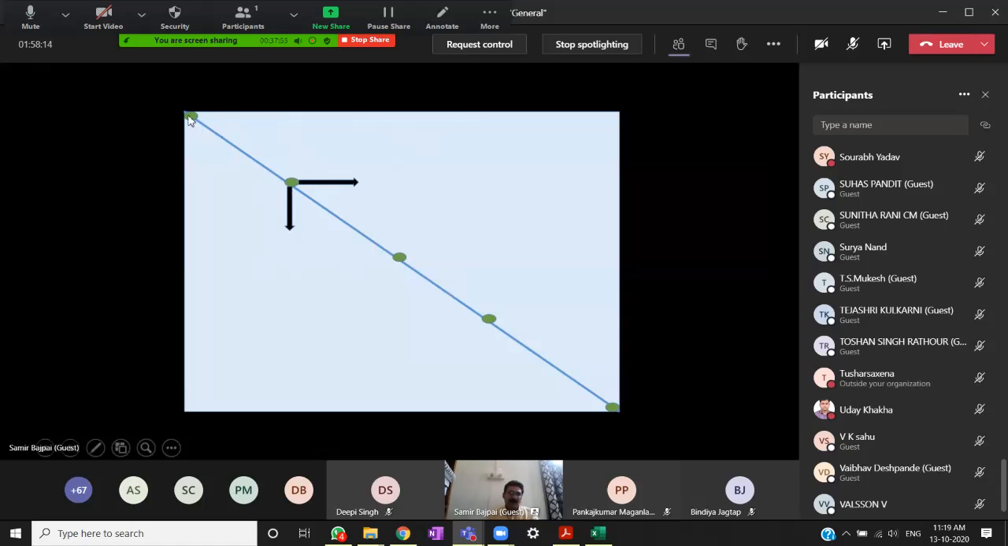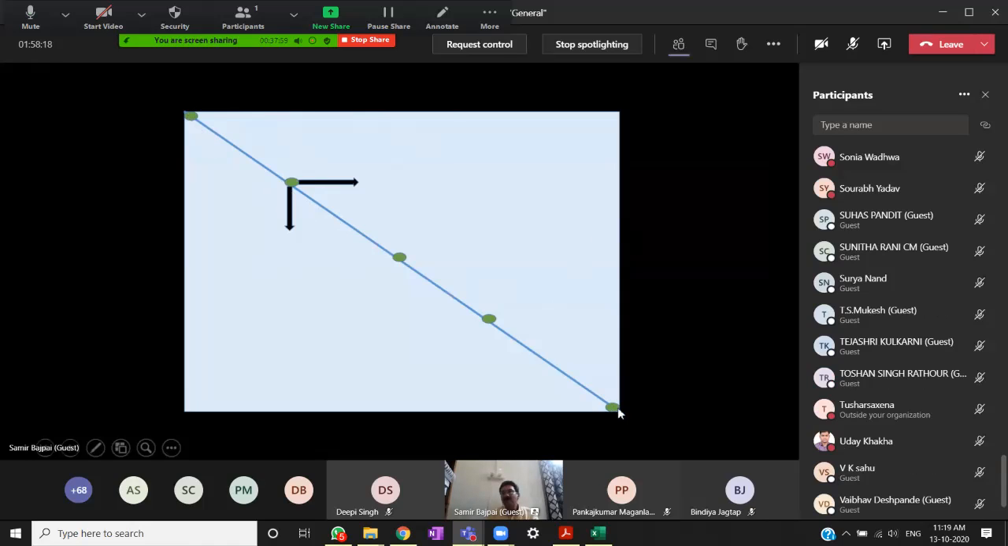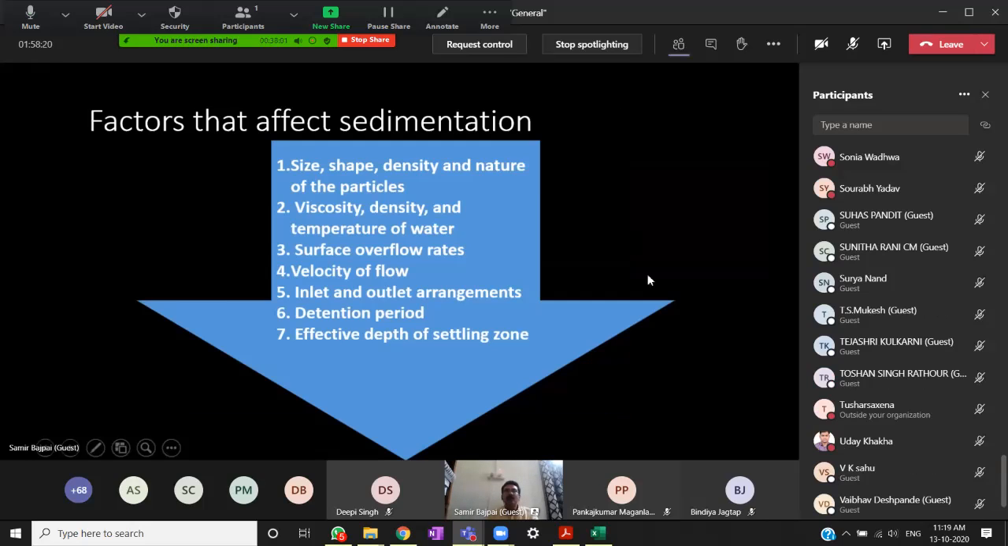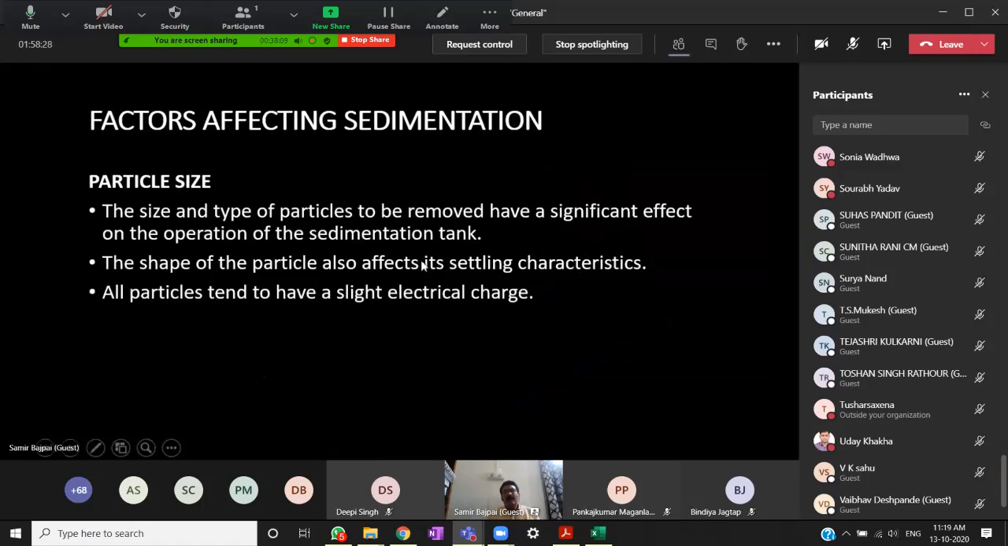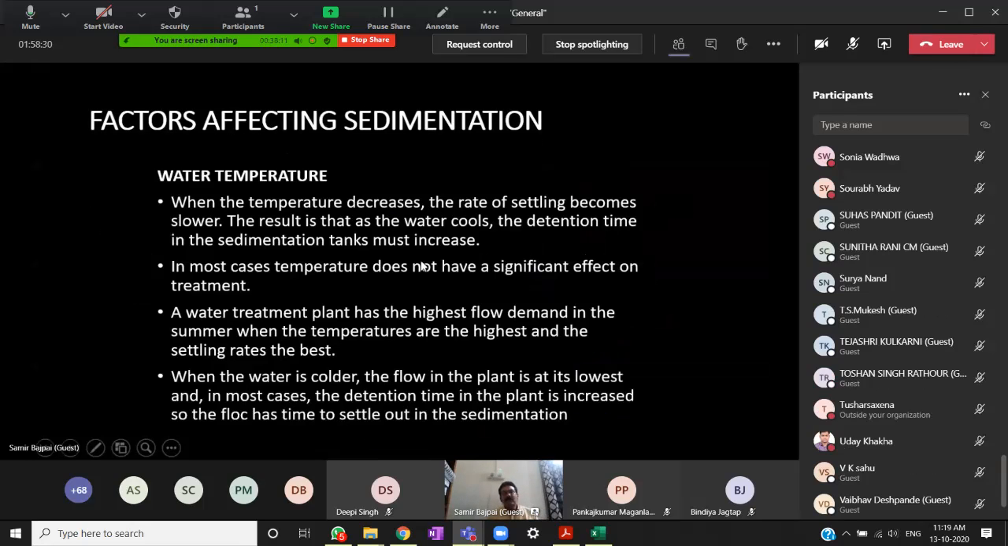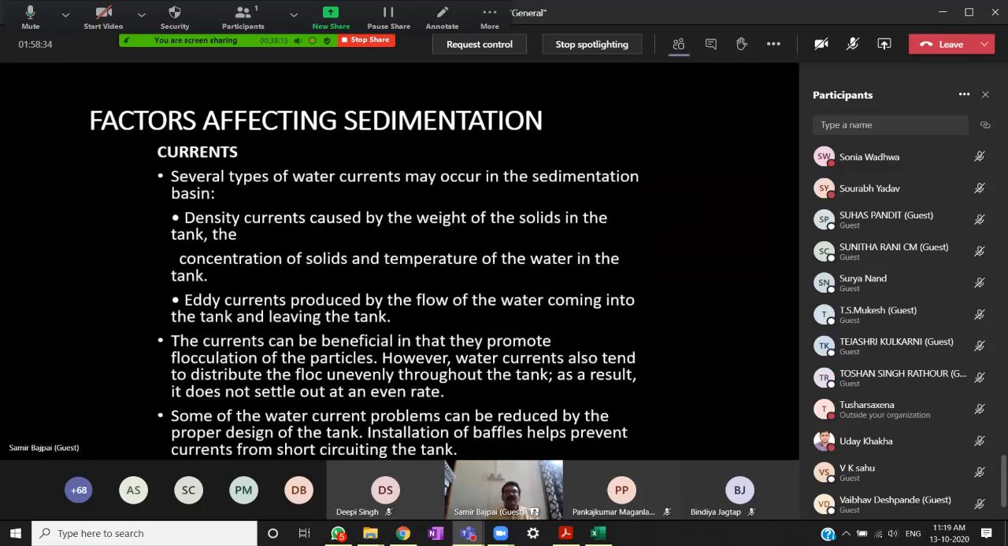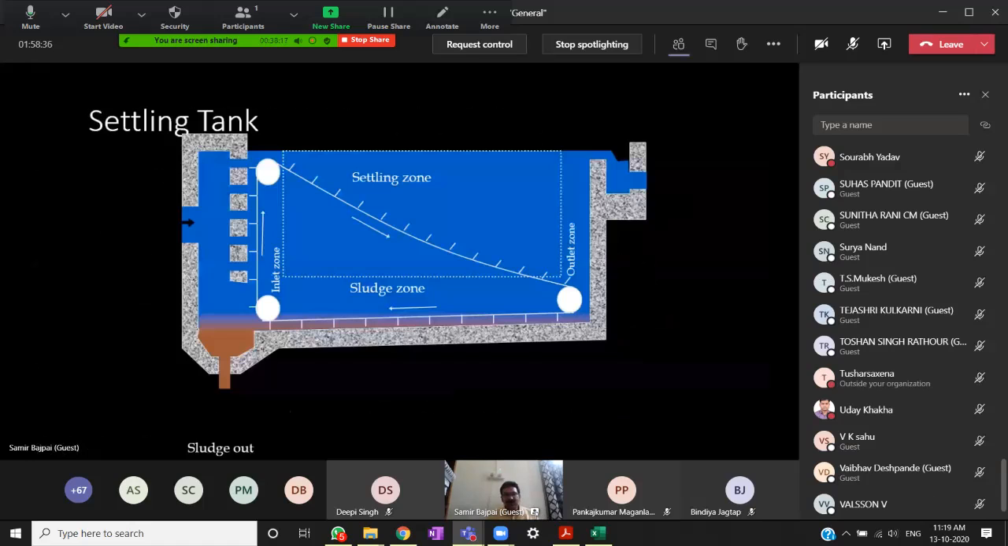The objective is that by the time the flow reaches the end of the tank, the solid should strike the bottom of the tank. Based on that, there are various factors which are considered in the design of a sedimentation tank. I won't be going into detail of these factors. Temperature will affect: the colder the temperature, the better the settling; the higher the temperature, the less the settling. Currents will affect. We need to provide quiescent conditions.